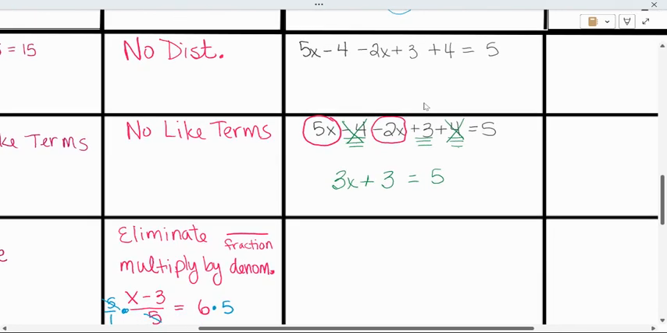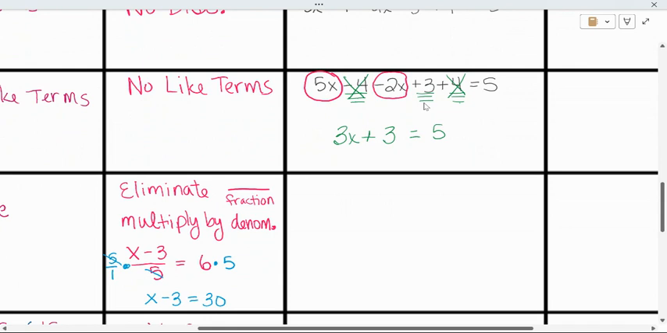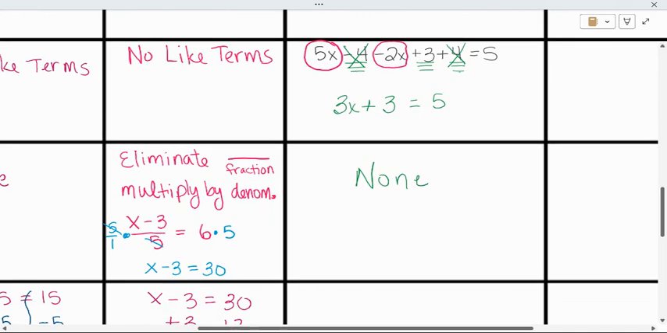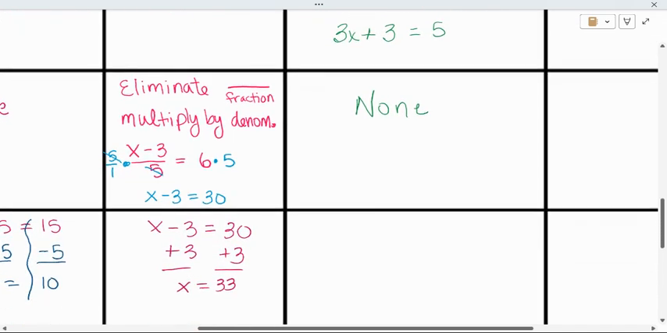We don't have any variables on the other side because we're not doing variables on both sides. That's not a lesson that we're ready for yet, I don't believe. We're going to hold off on that one. So I'm just going to rewrite that. So I have 3x plus 3 equals 5.